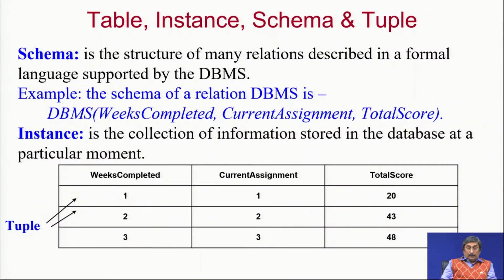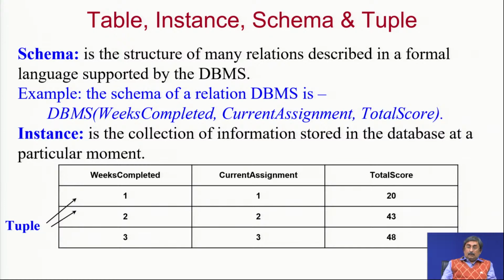Number of weeks completed is 2, the assignment that is currently live is assignment number 2, and the total score that you might have obtained is 43. Now, weeks completed is 3, the current assignment that is available to you is 3, and your total score is 48. So, at this point of time, this is the instance of the database of this particular table. This is the instance of this particular table.